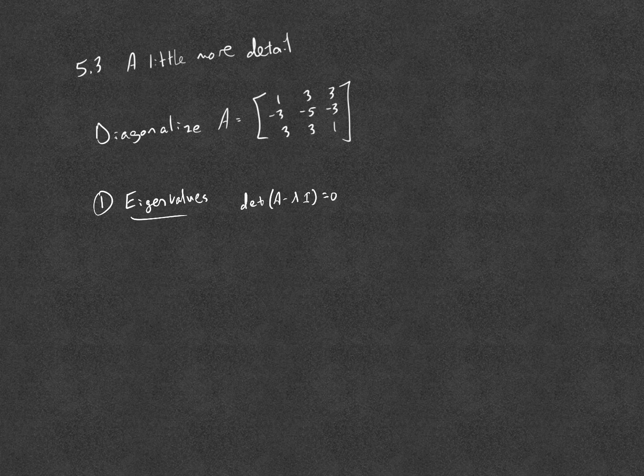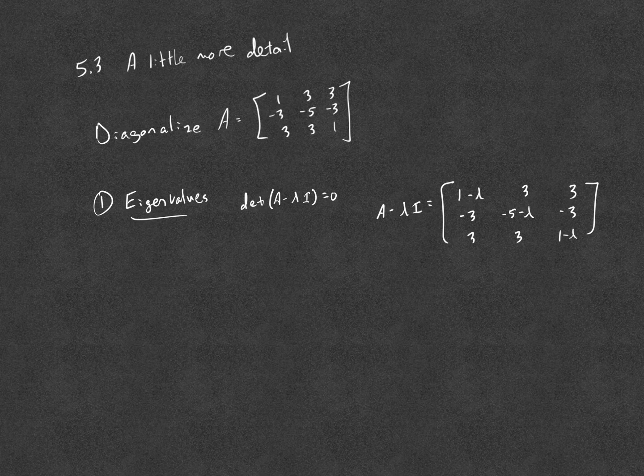So I am going to set up the matrix A minus lambda times the identity, right? And since it's lambda times the identity, we subtract lambda along the diagonal. So that's my first row. -3, -5 minus lambda is my second row. -3, and then 3, 3, 1 minus lambda is my third row. Okay, so that is my A minus lambda I matrix.